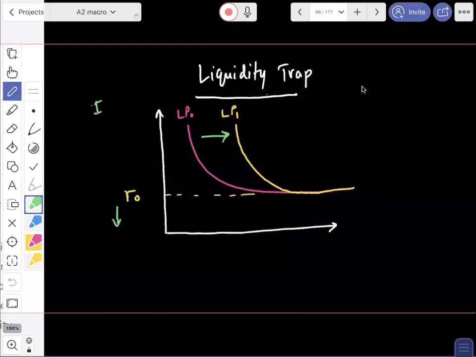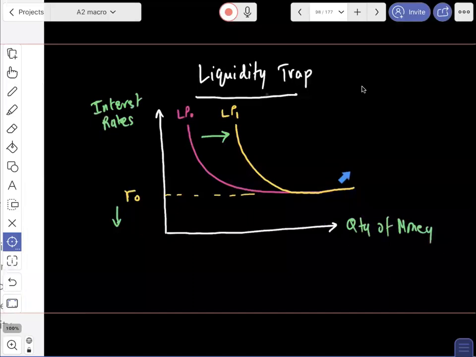So let's draw this diagram. Interest rates and the quantity of money. And the reason why this happens is because of liquidity. The explanation of why this happens is because of liquidity trap. So I want to explain the concept of liquidity trap, and I want to explain why the shape of your liquidity preference curve looks like this.